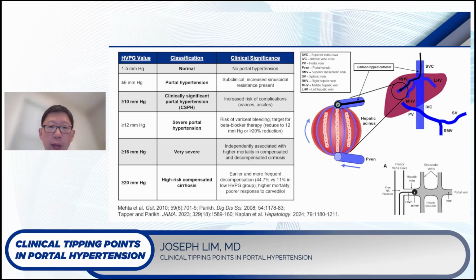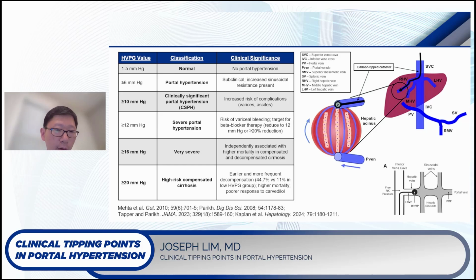This is just another way of trying to categorize patients with regards to severity of CSPH based on their HVPG measurement. And the idea here is that generally what's normal HVPG is less than 6. Once you hit 6 to 10 millimeters of mercury, that's portal hypertension, but it's the threshold of 10 millimeters of mercury that's viewed as clinically significant, which is associated with increased risk of clinical complications.